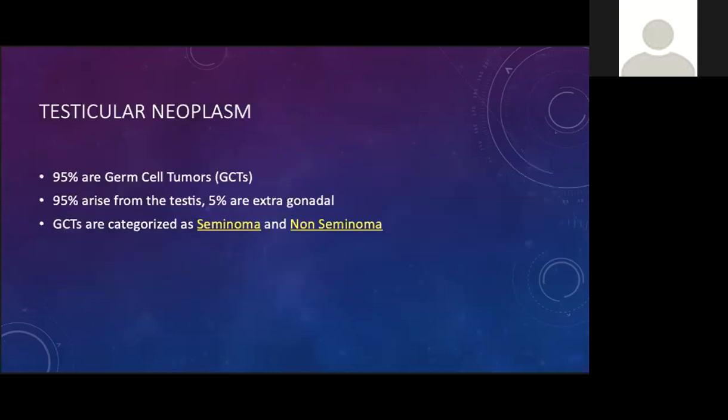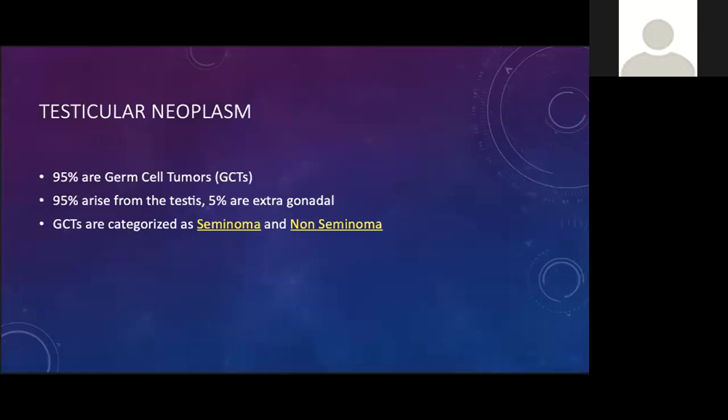So now we go on with the testicular neoplasm. So here, 95% are germ cell tumors, and of the germ cell tumors, 95% arise from the testes, and 5% are extragonadal. And most extragonadal tumors develop in the midline anatomic locations, which are your mediastinum and retroperitoneum.